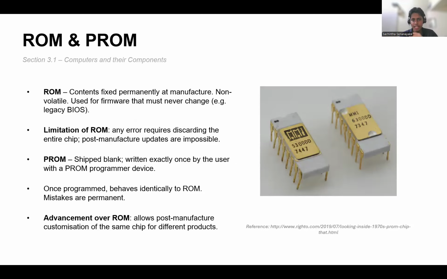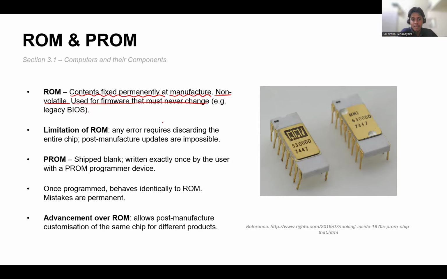Now this is fairly simple. You guys all know what ROM is. It's essentially read-only memory that is used to store firmware and the BIOS. Now, ROM was manufactured in the 1960s and 1970s, during the early days of computing, as a permanent store of data, which means that the stuff that you put into ROM is fixed permanently during manufacture. It is non-volatile as it is today. And back then, as it is today, it was used to store firmware that must never change.